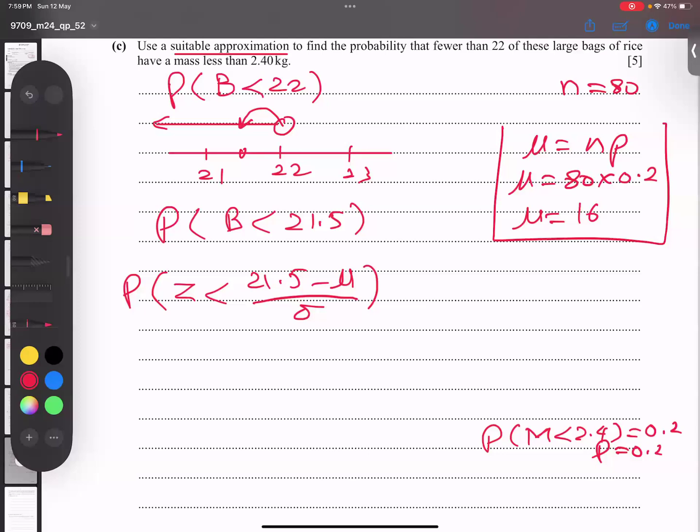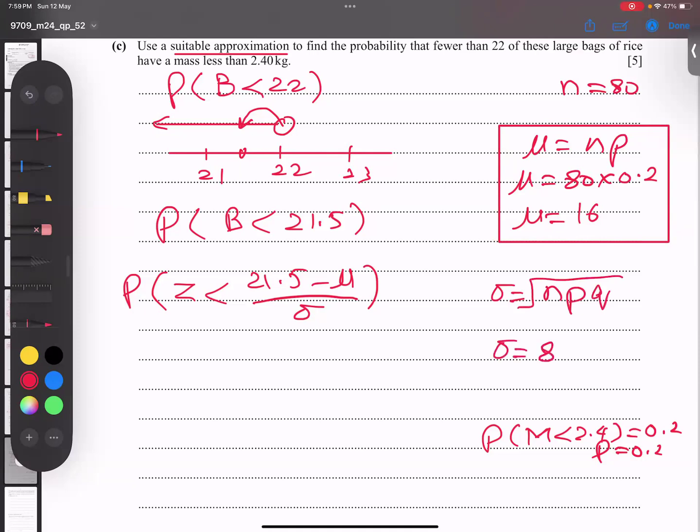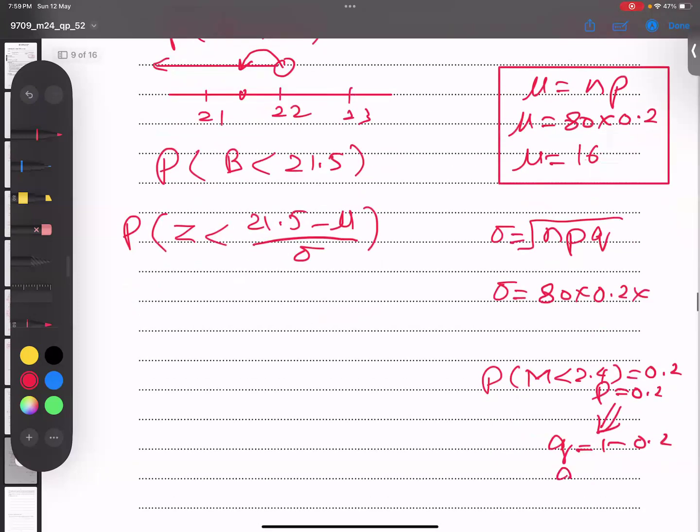Mean, I got it. Now, the same way I need the deviation. What is the deviation formula? Root of NPQ. So memorize these formulas. N is 80, P is 0.2, and Q is naturally 1 minus P. If P is 0.2, what does Q become? 1 minus 0.2, it becomes 0.8. So 0.8 is my Q value.